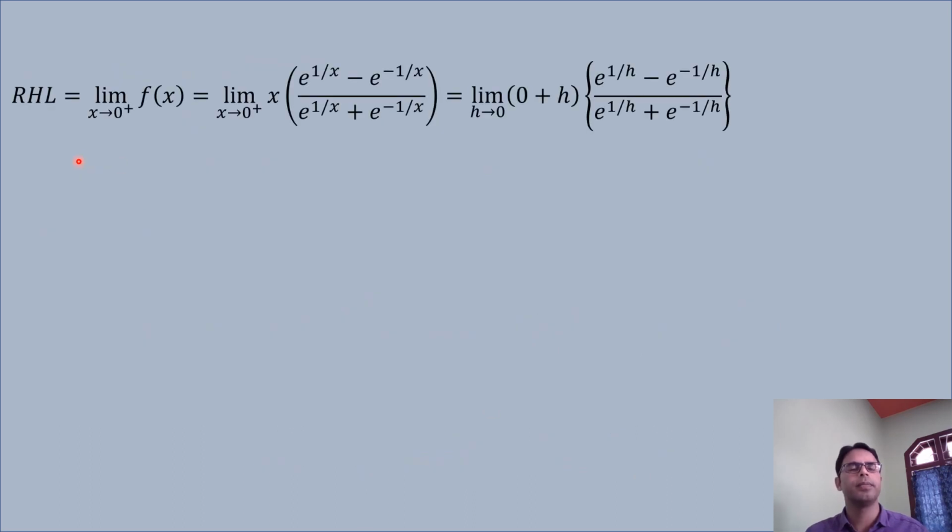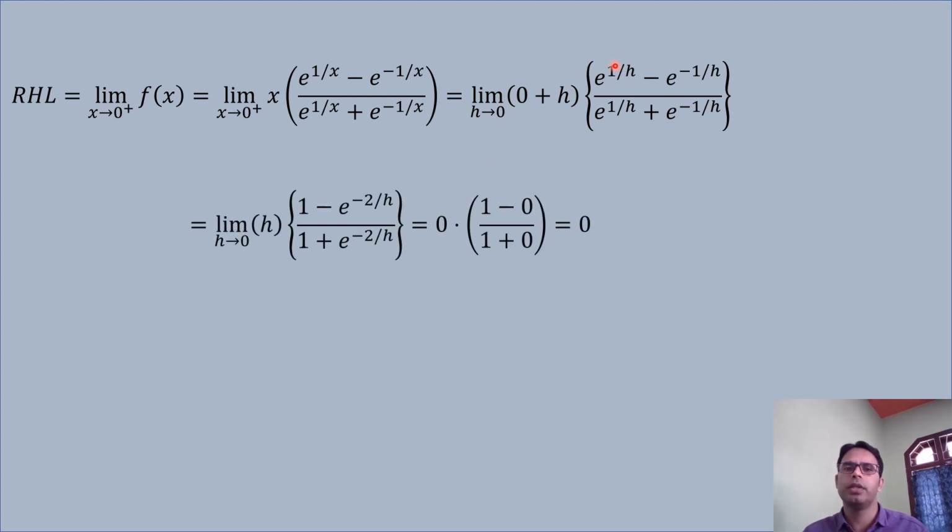Then the right hand limit is similar, this time h tends to 0, so x is replaced by 0 plus h, and 0 plus h is simply h. But if you use the limit here, this is infinite, this is 0, this is infinite, this is 0, but you can divide by this e to the power 1 by h here.